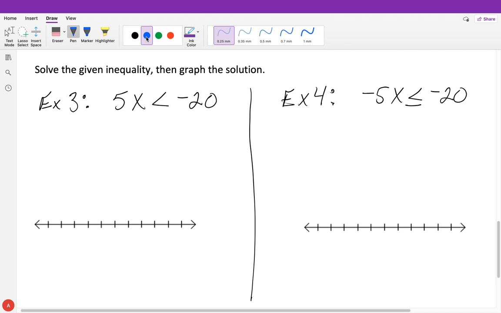So we're going to go ahead and solve this like we would with a regular equation. We do our inverse operation. Well, since it's being multiplied, we're going to divide each side. And I'm dividing each side by a positive 5. So since I'm dividing by a positive number, we don't flip it, right? Because x is now going to be less than negative 4.